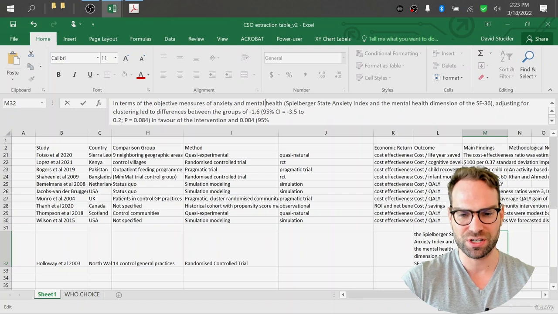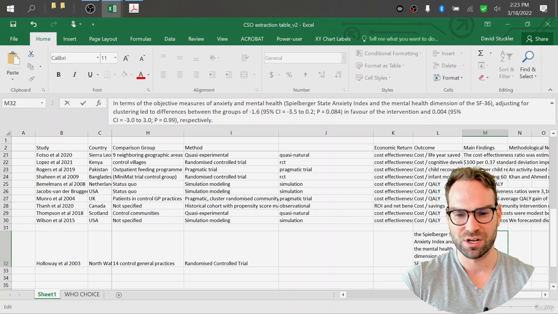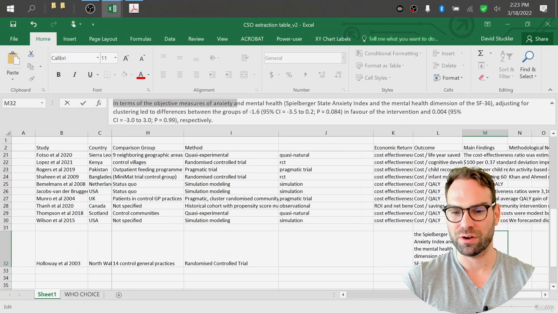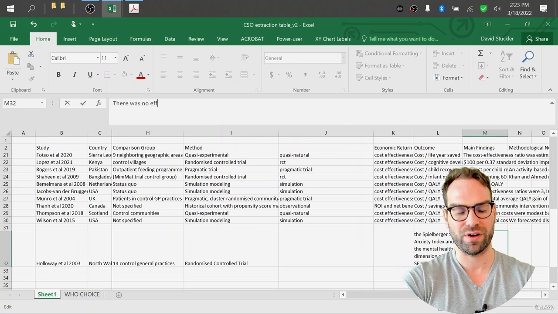So let me just see if there might be a better way you can say this. And as I look at this, I can see both of these, actually there was no effect. So I would restate this to say there was no effect of the intervention on anxiety.